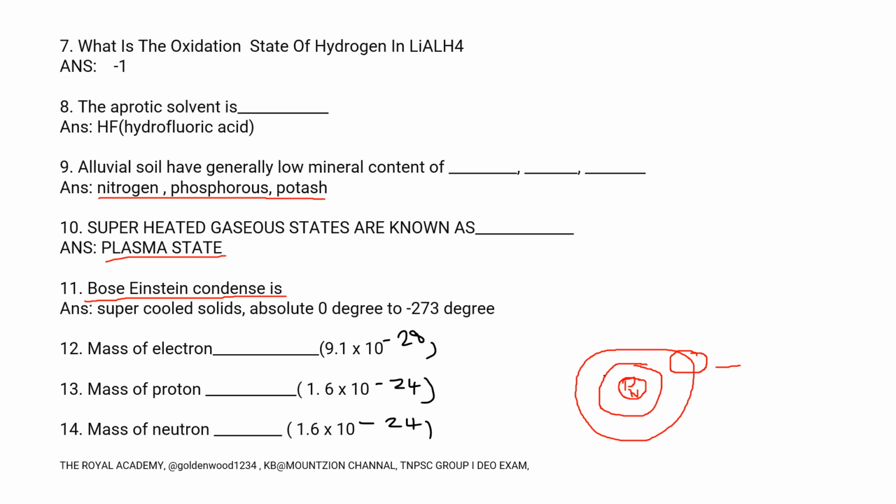This is the electron. It is negatively charged. And this proton is positively charged. So P positive, just keep in mind, positively charged. And what about neutron? There is no charge. So the mass of proton and mass of neutron are equal, and the mass of electron is very light. It is 9.1 into 10 raised to minus 28.